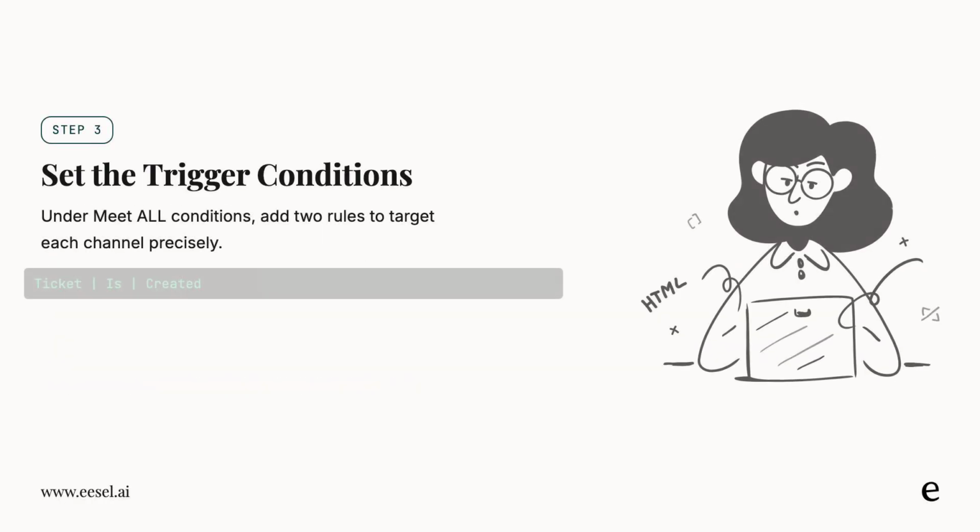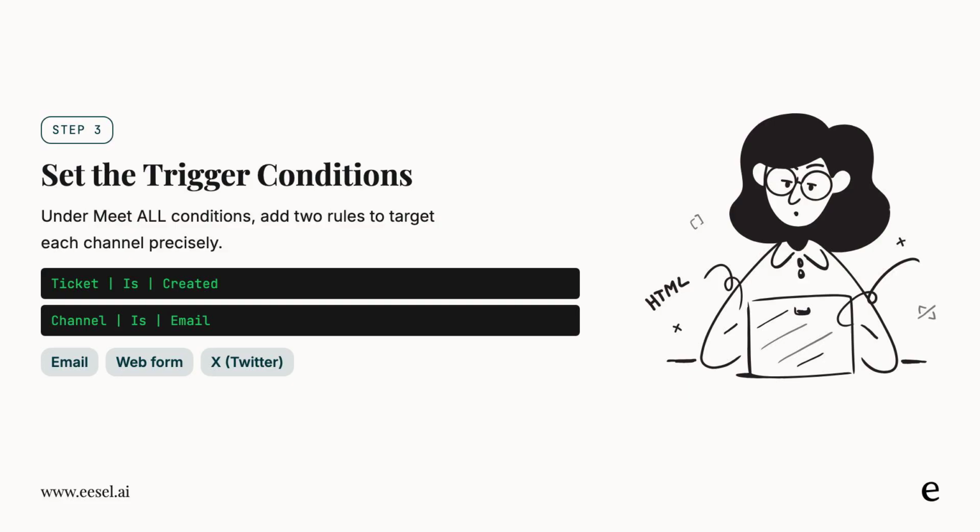Under Meet All Conditions, add 2 rules. First, ticket is created, so the trigger fires only on new tickets. Second, channel is, then pick the specific channel: email, web form, or X. This combination ensures only tickets from that exact source get tagged.